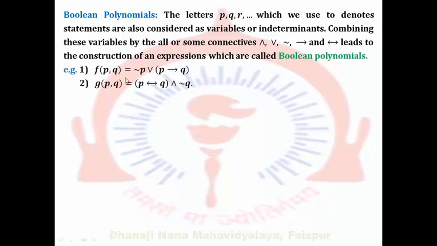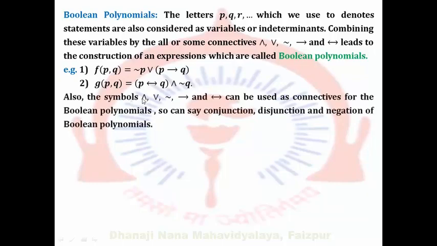So for example, we have f of p, q, that is function of p, q, equal to negation of p or p implies q. Then g of p, q is equal to p double implies q and negation of q.